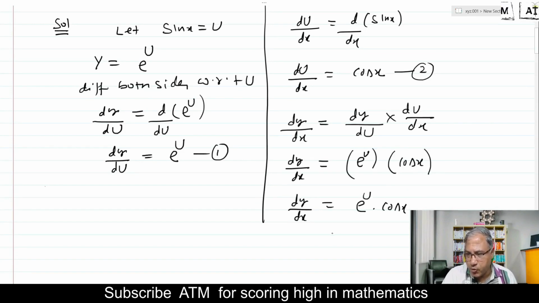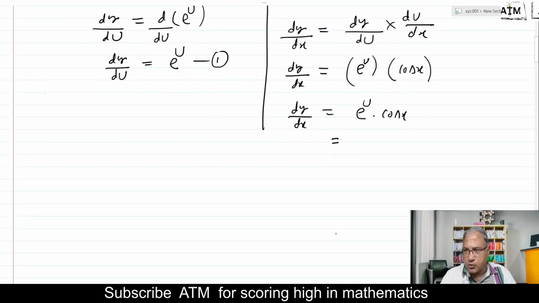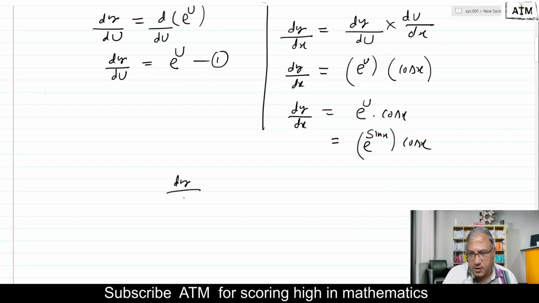and putting back the value of u here, what is u equal to? U equals sin x. Therefore putting sin x here and cos x. So this is the final answer. Dy by dx equals e raised to sin x multiplied by cos x. This is the required result.